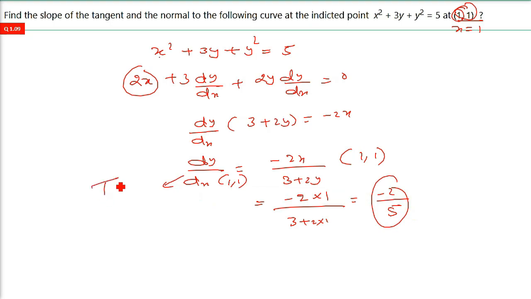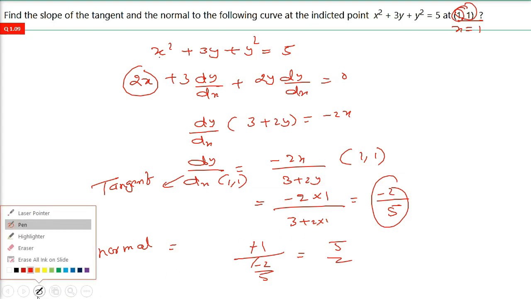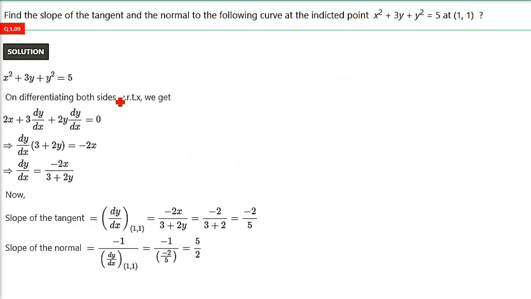That is the slope of the tangent, and the slope of the normal is going to be the negative reciprocal of this value. So this will be simply 5 by 2, because the negative will get cancelled, 2 by 5 will go up, and that will form 5 by 2. So let me just clear it. This is how you are going to do this.